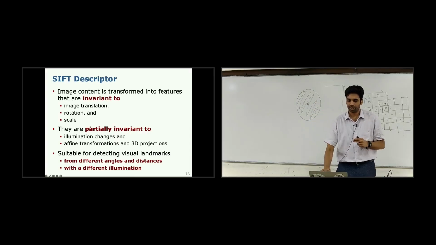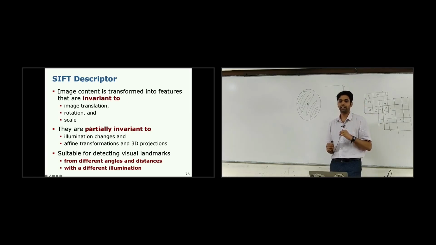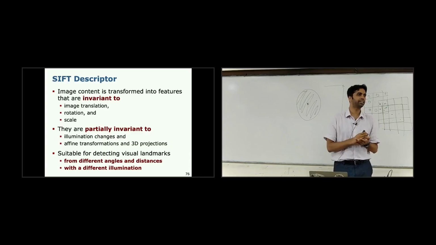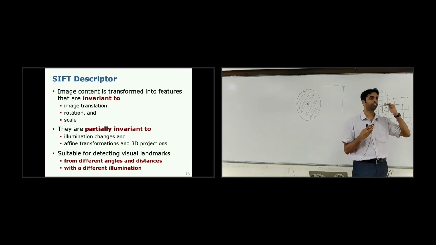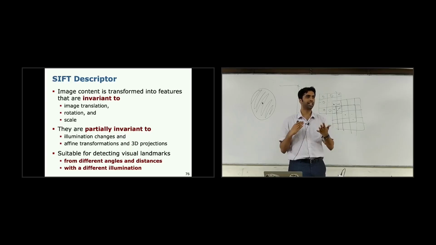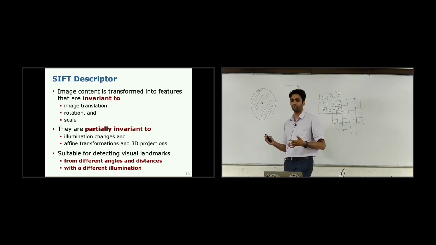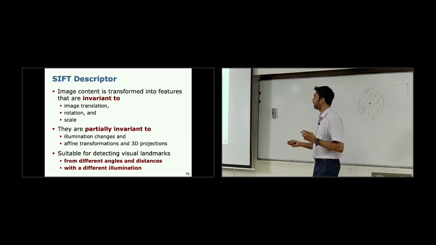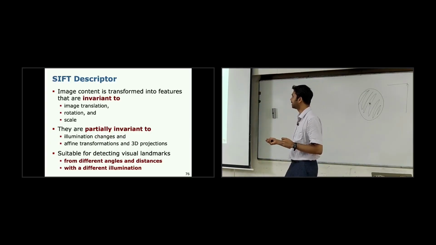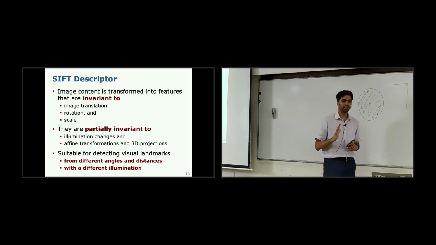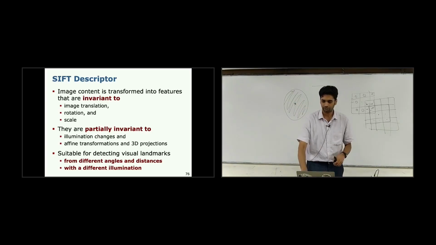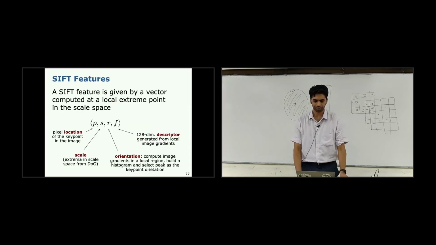In addition, the SIFT descriptors also tend to be partially invariant to illumination changes. This is because it uses a difference of Gaussian keypoint detector, which itself is partially invariant to illumination changes, and there are some affine and 3D projection properties also. As a result of these properties, the SIFT detector became, in a way, the de facto gold standard for image matching from different angles and different distances, particularly if you have some illumination difference as well. So it is a very robust way of describing an image patch.